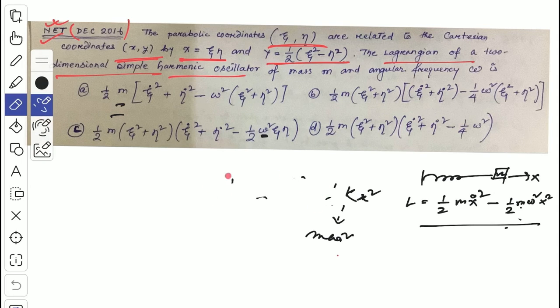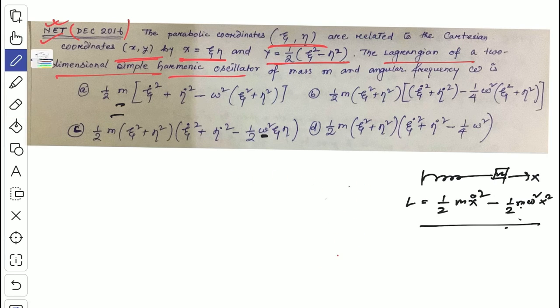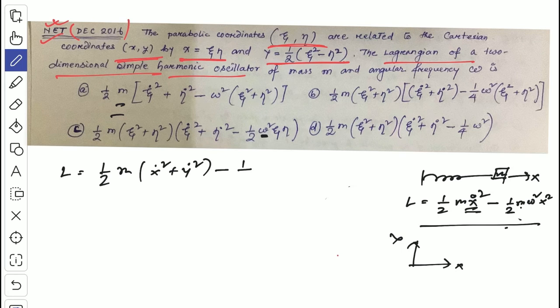So that was the Lagrangian for the one-dimensional simple harmonic oscillator. What will it be in the case of two dimensions? In the two-dimensional case, we will have two coordinates x and y. So L is equal to half of m into x dot square plus y dot square, and on the other hand we will get half m omega square into x square plus y square. So we get this.